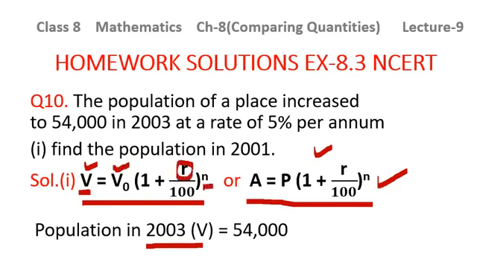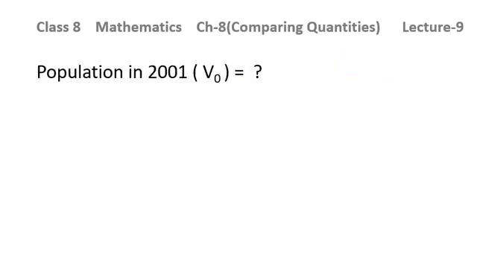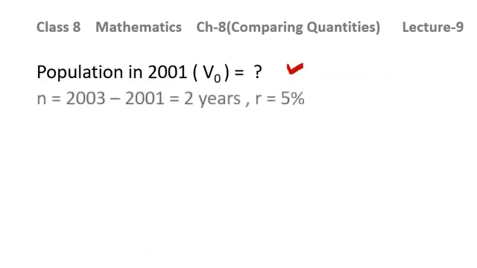Time is also given to you. So you are supposed to find out V naught in this first part. V is given to you as 54,000. The population in 2001, that is V naught, is unknown to us. Time from 2003 to 2001, a gap of 2 years, so n is equal to 2 years. Rate is given to you as 5%.